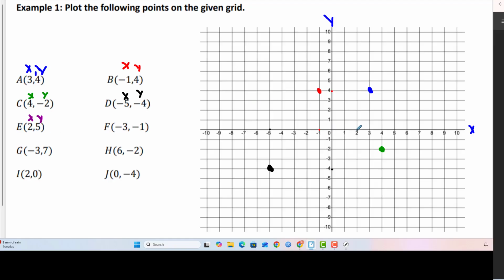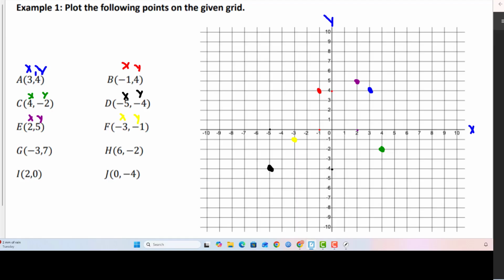2 is here, and 5 is my value for Y. 1, 2, 3, 4, 5. There we have it. That's 5, that's 2. We're good to go. X and Y for F, -3 and -1. So -3 is here, -1 is just one below. There we have our point F.